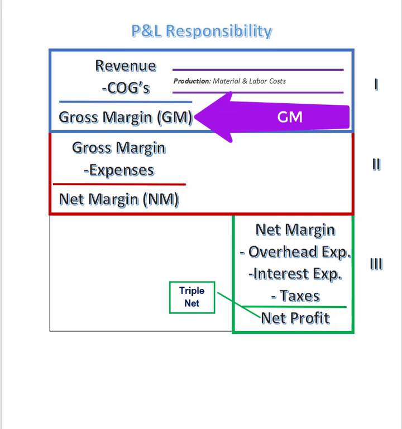Yes, we have the revenue numbers, but if the cost of goods exceeds the revenue numbers, or if the cost of goods is too high, our gross margin is not going to be sufficient to run the corporation, to run the business.